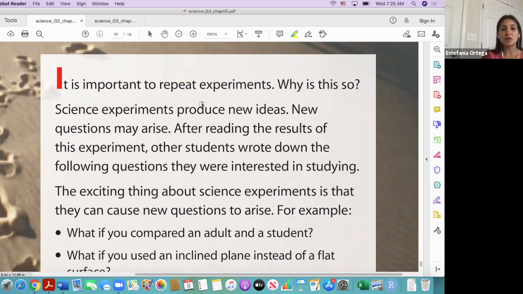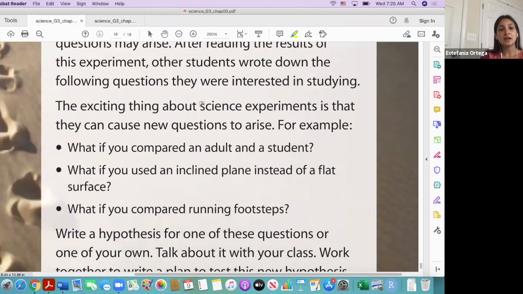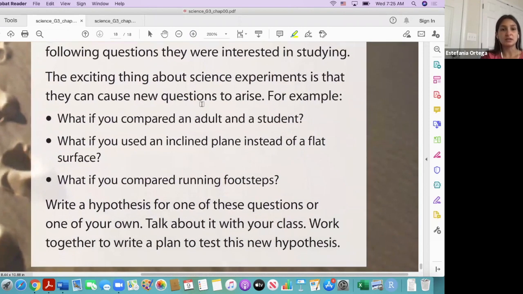New questions may arise. After reading the results of this experiment, other students wrote down the following questions they were interested in studying. The exciting thing about science experiments is that they can cause new questions to arise. For example, what if you compared an adult and a student? What if you used an inclined plane instead of a flat surface? What if you compared running footsteps?